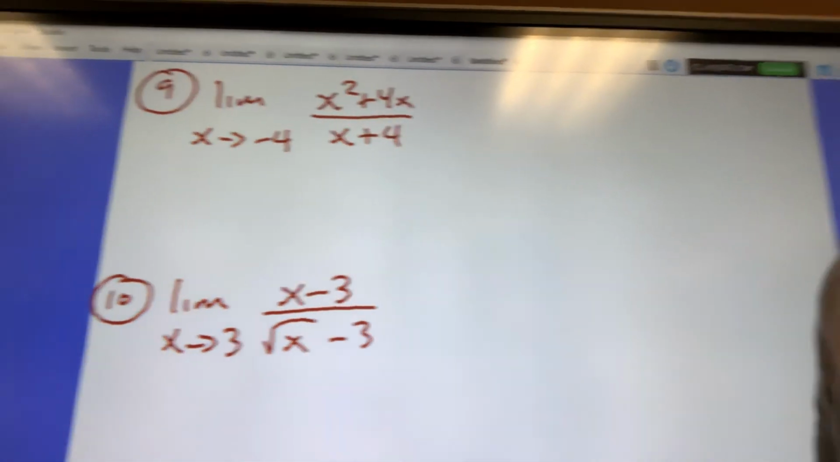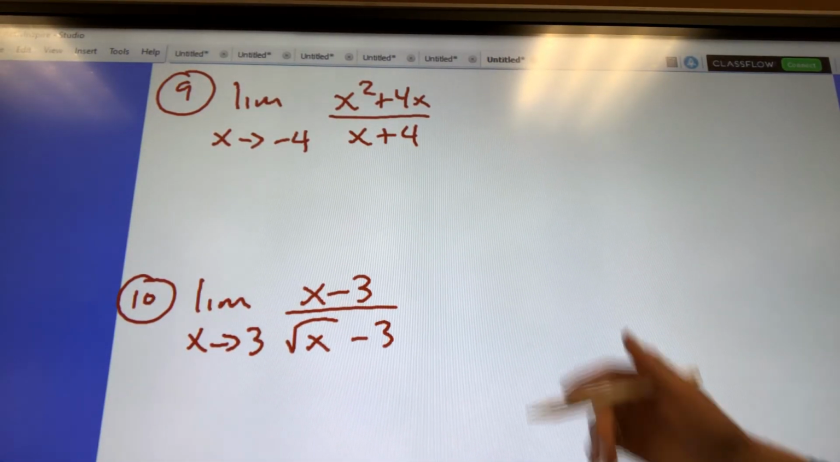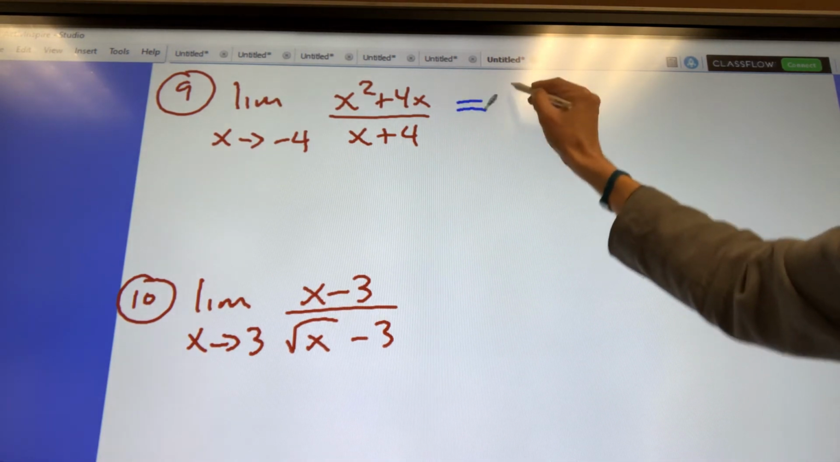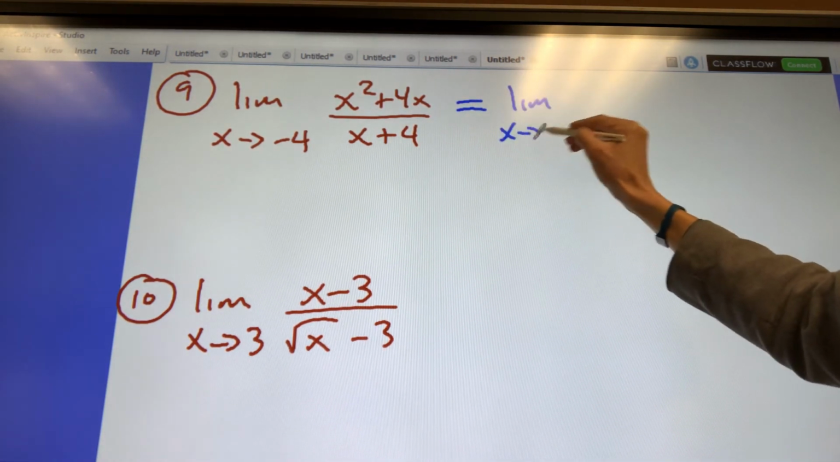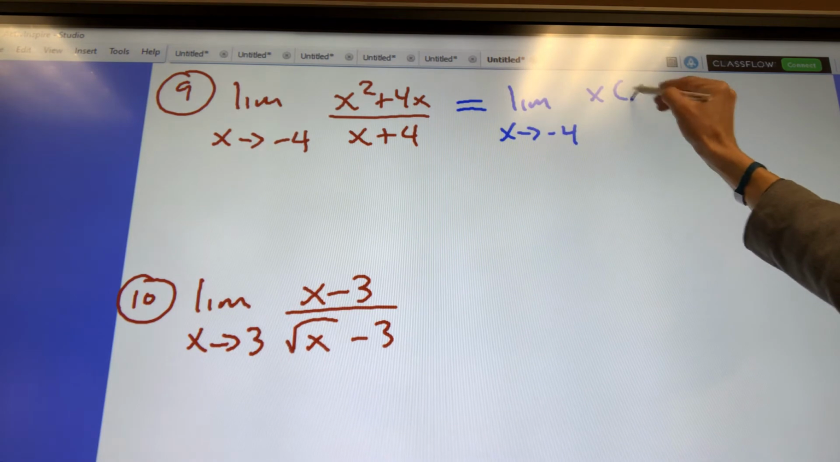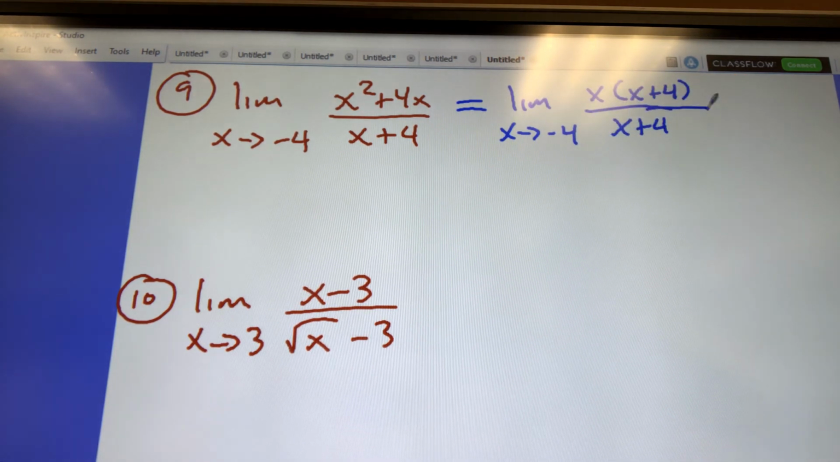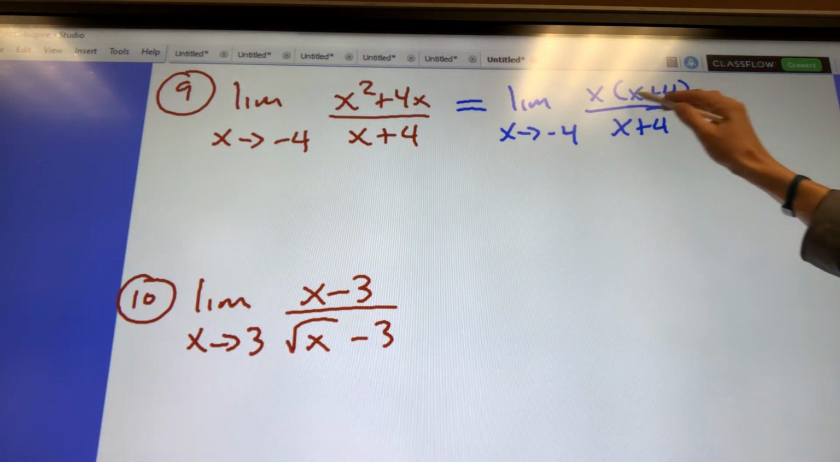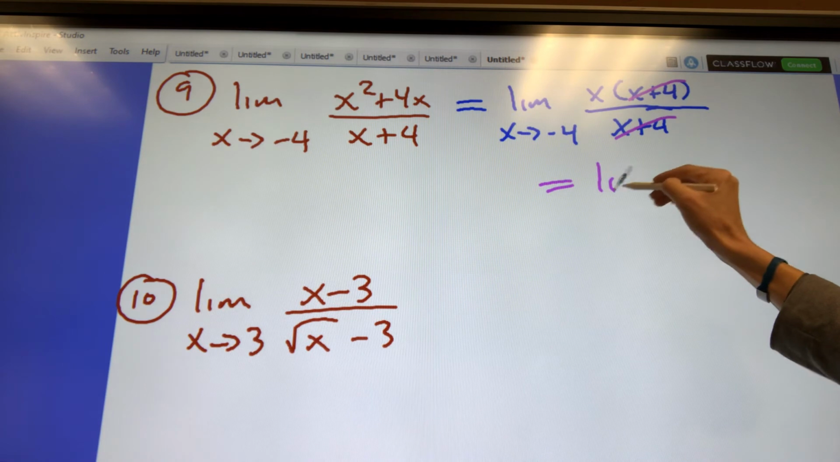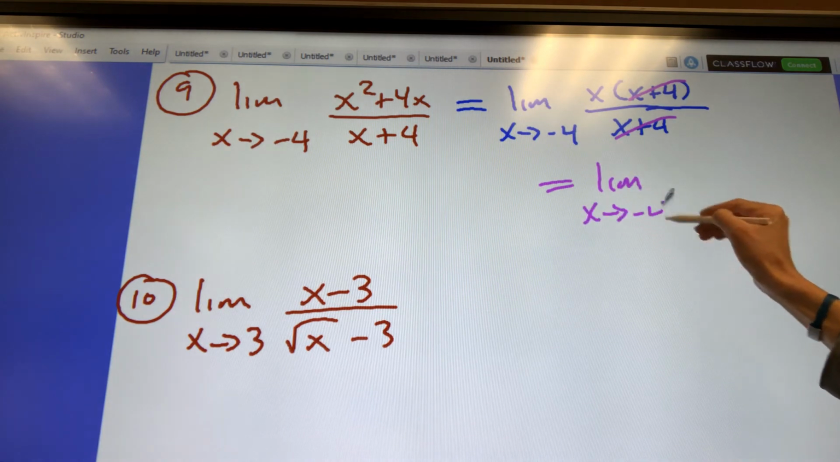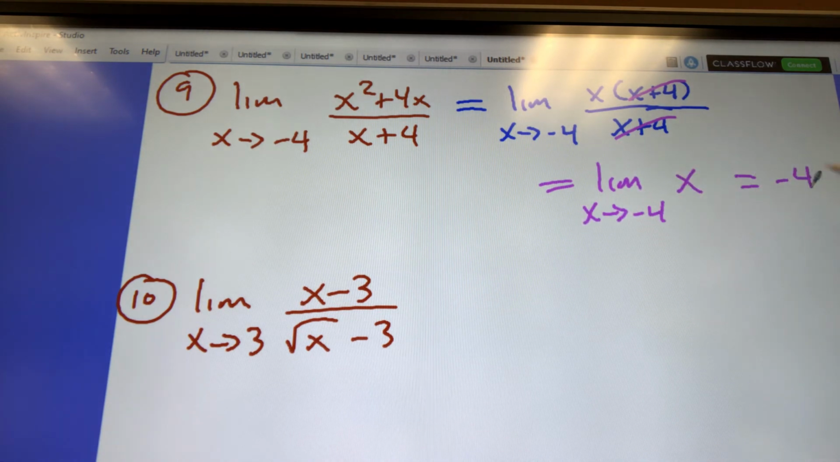We spent a lot of time doing some algebra, though. So the limit as x goes to -4. What we're going to do is we're going to factor the top. X times x plus 4, all over x plus 4. This one's easy peasy. Look at that. The x plus 4's cancel. So now you have the limit as x goes to -4 of x. So your answer is -4.